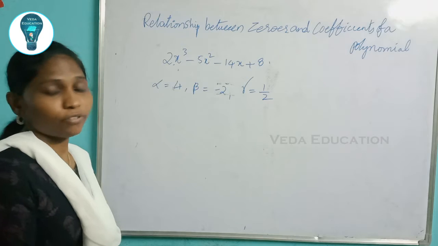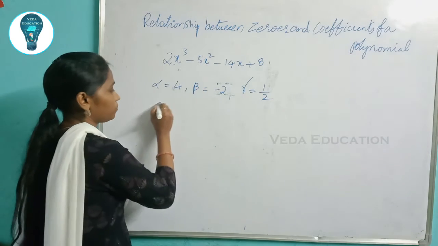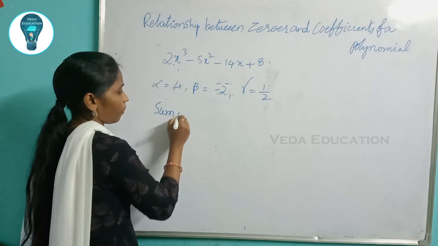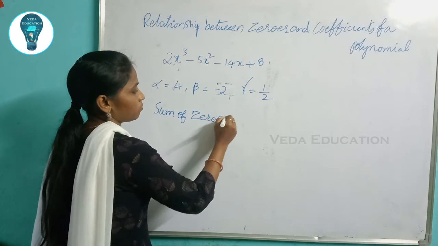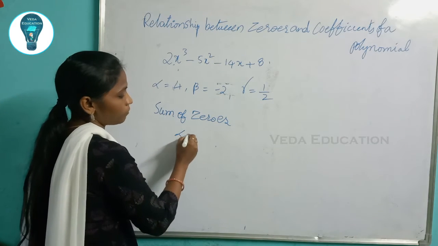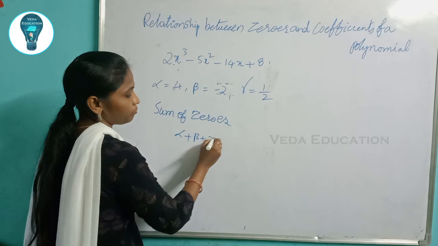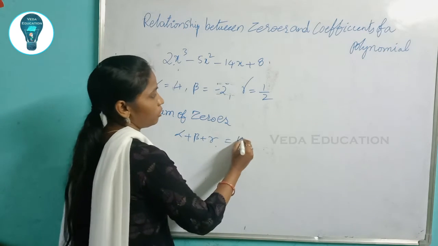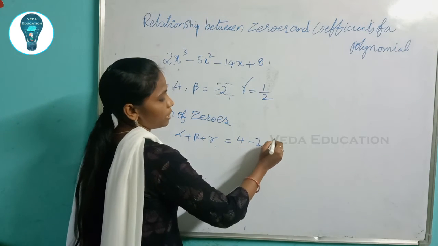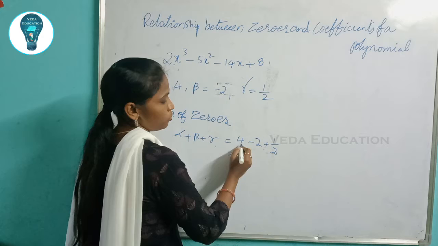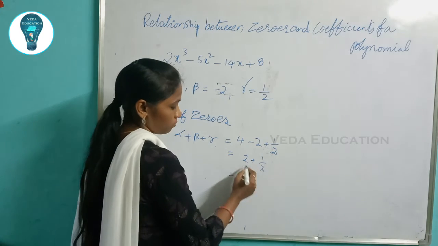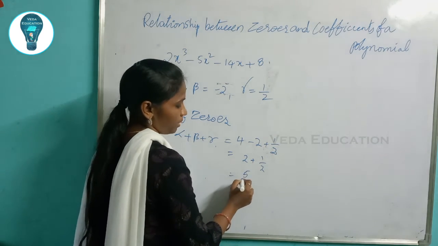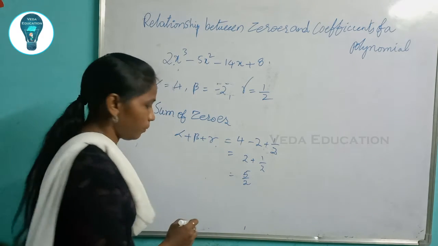Now we are taking the first case, sum of zeros. Sum of zeros means alpha plus beta plus gamma. So here alpha is 4, beta is minus 2, and gamma is 1 by 2. So 4 minus 2 is 2, 2 plus 1 by 2, then you will get 5 by 2. Okay.